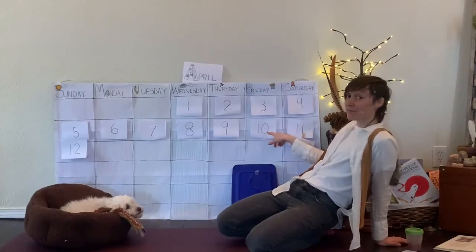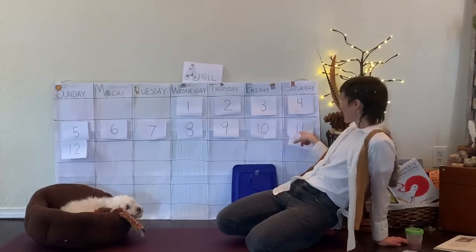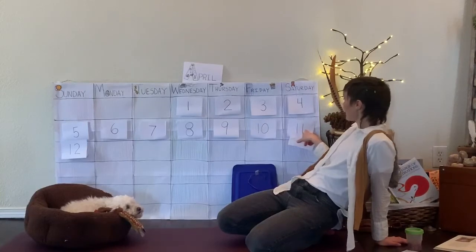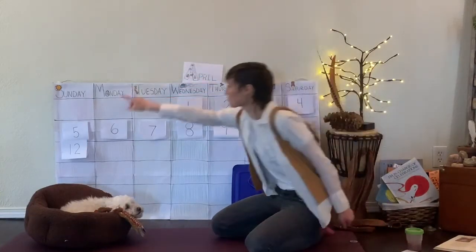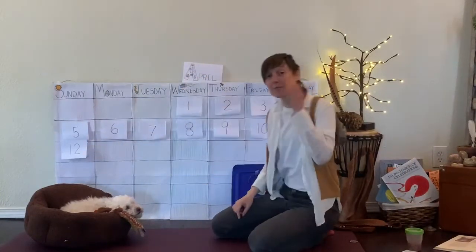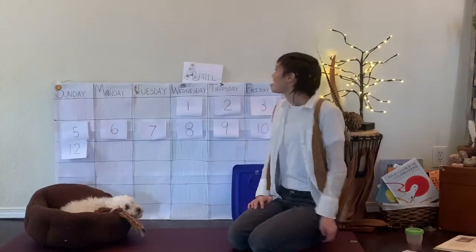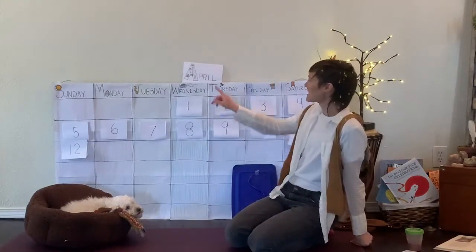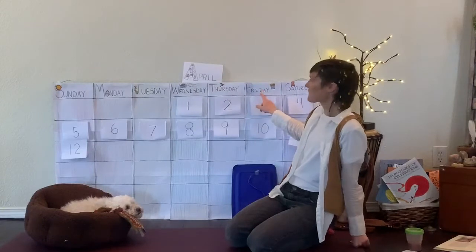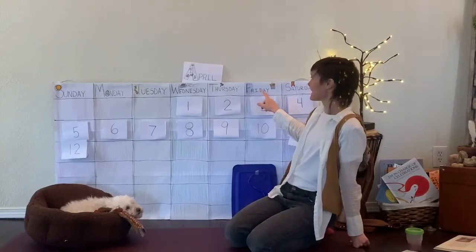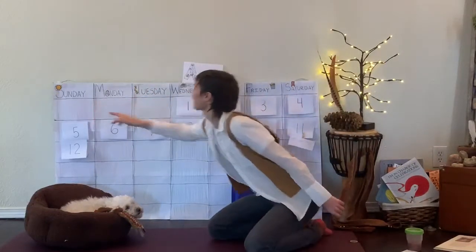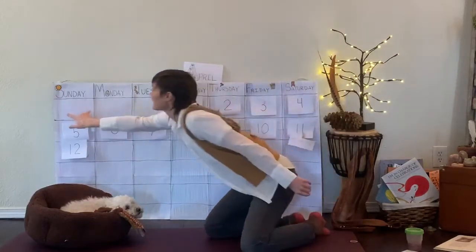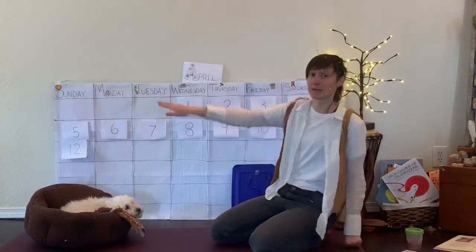Yesterday was Friday, April the 10th. Today is Saturday, April the 11th. Tomorrow is Sunday, April the 12th. So Monday, Tuesday, Wednesday, Thursday, Friday are the weekdays. But here on the ends are Saturday and Sunday. See how they're on the ends of my calendar?